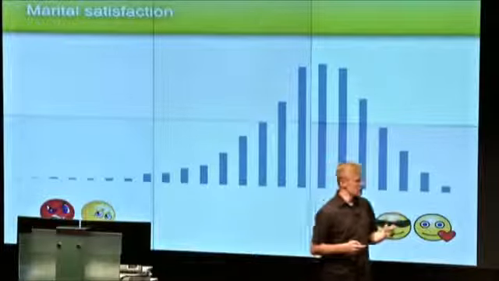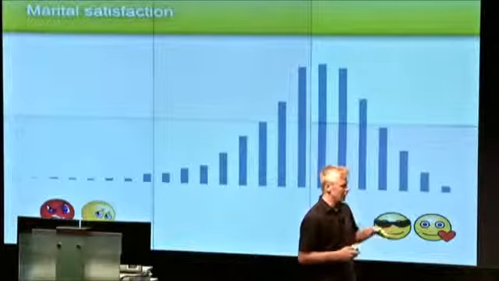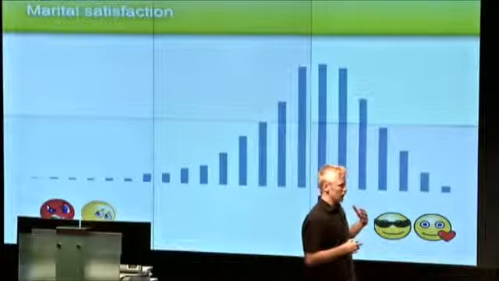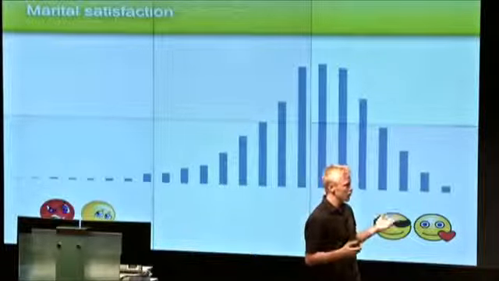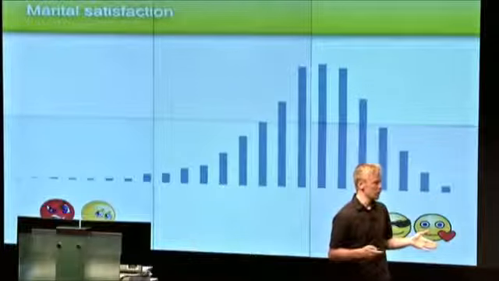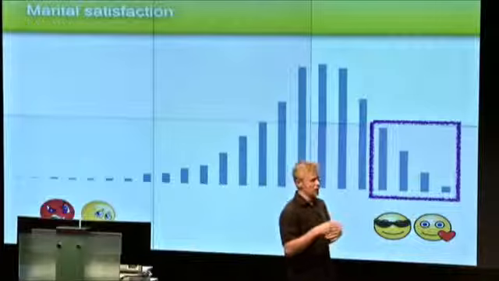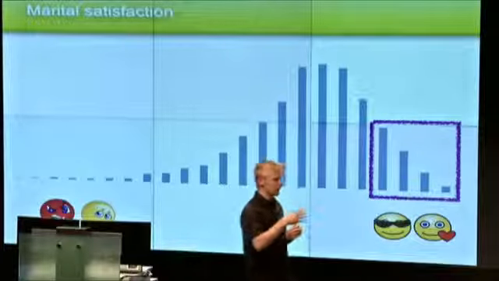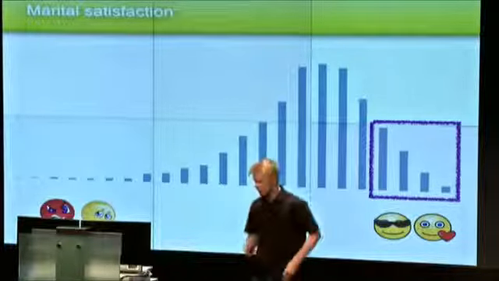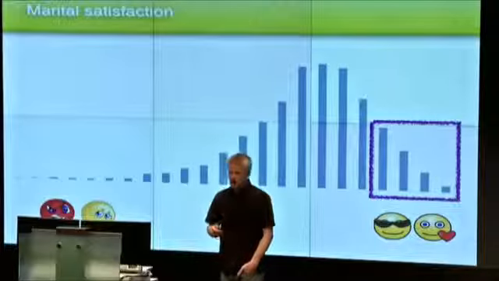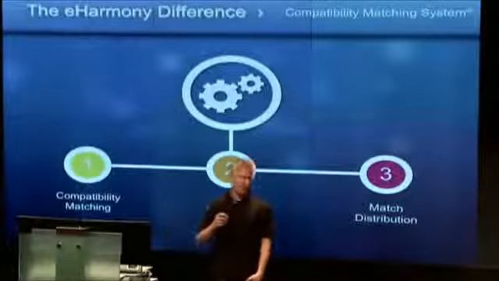Here is a distribution of marital satisfaction. This is actually the distribution over existing marriages. But we use our model that has been trained on this data to predict for two people who haven't met how happy they would be. And we only introduce them if there is a very high probability that they will be in the upper quartile in terms of satisfaction. So that's the compatibility part.